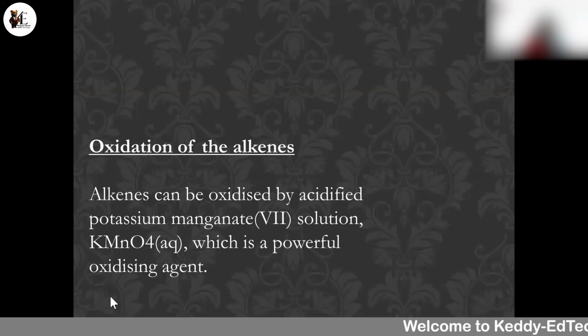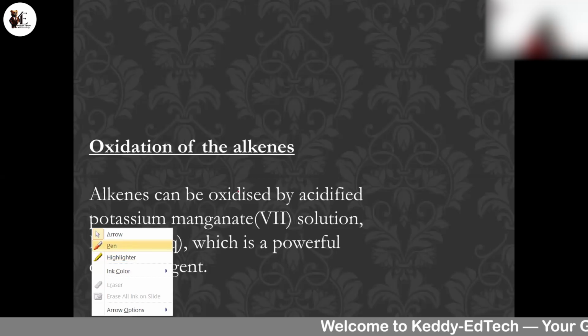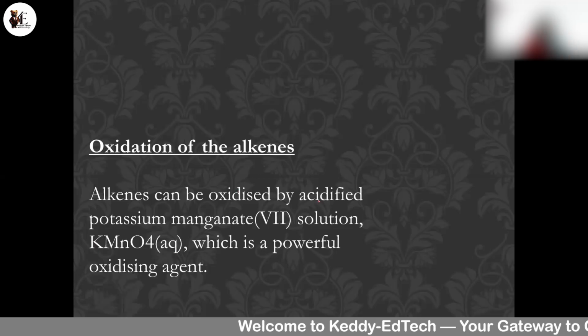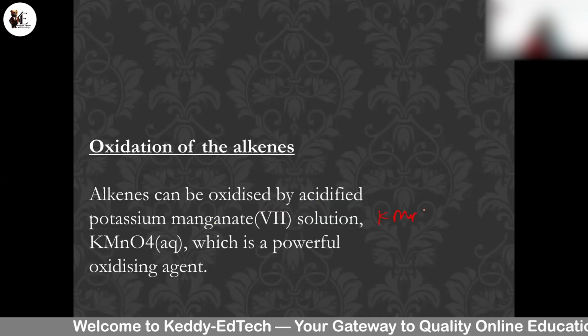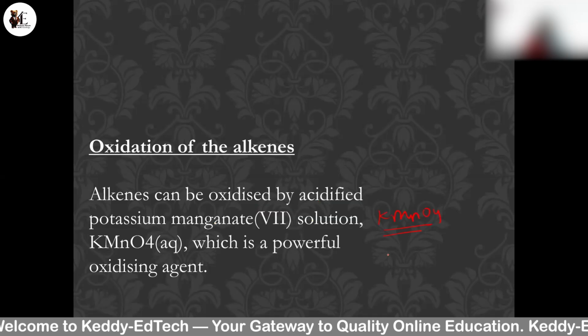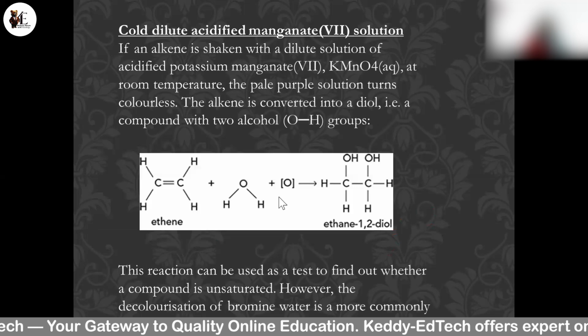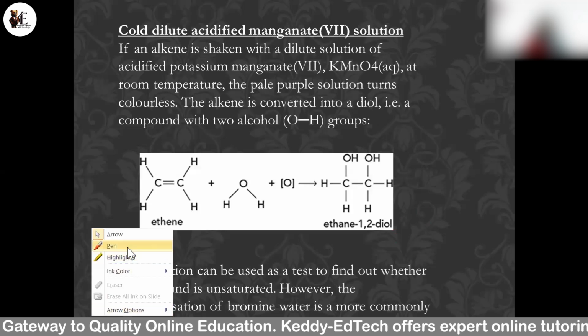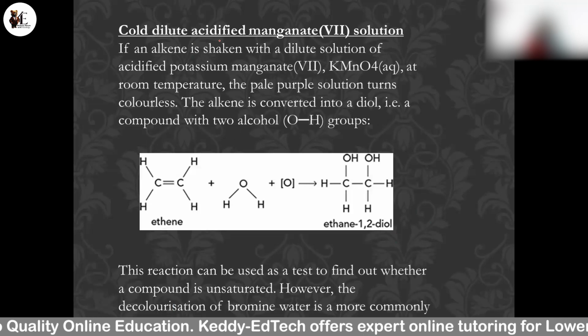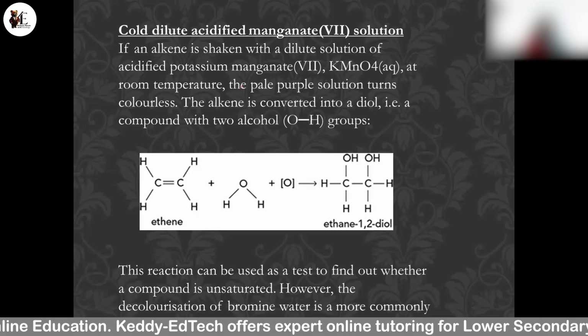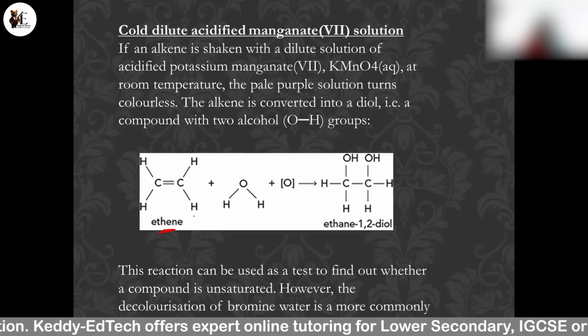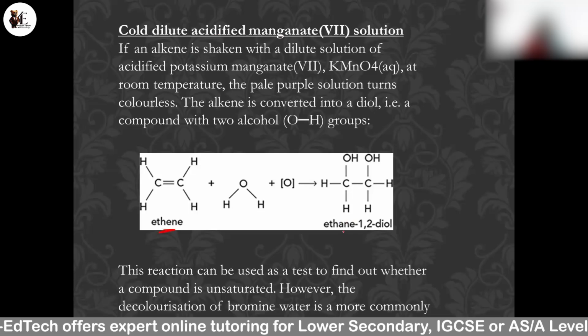In the last class, we were studying the oxidation of alkenes. Alkenes can be oxidized by acidified potassium manganate solution, acidified KMnO4 solution. It is a strong oxidizing agent. We have studied cold dilute acidified KMnO4 solution. If we add cold dilute acidified KMnO4 solution to an alkene, formation of a diol will happen.